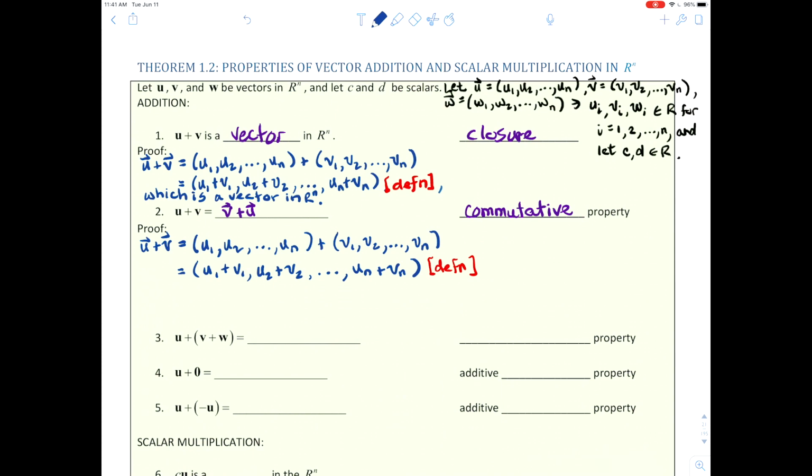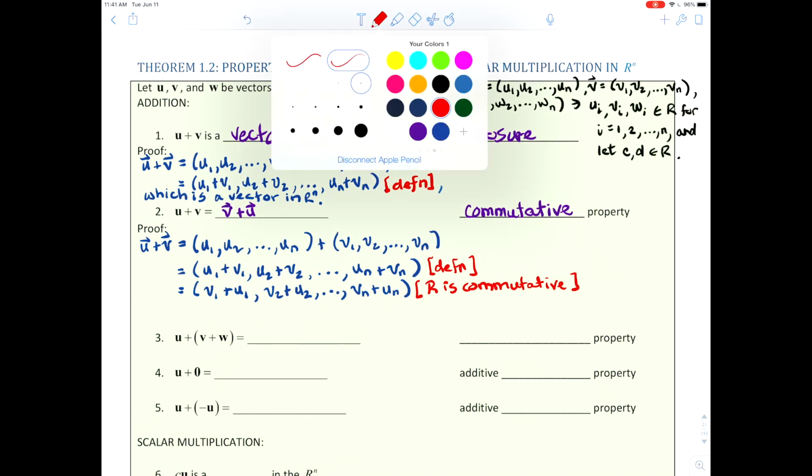Now, here's where we depart from the prior proof. We need to do another line. And that other line is going to be what? Perfect. We know the real numbers are commutative, right? So now that we have it in component form, we can commute each of these sums. And we're able to do that because the set of real numbers is commutative. And again, we're in addition, so I'm not going to restate that.